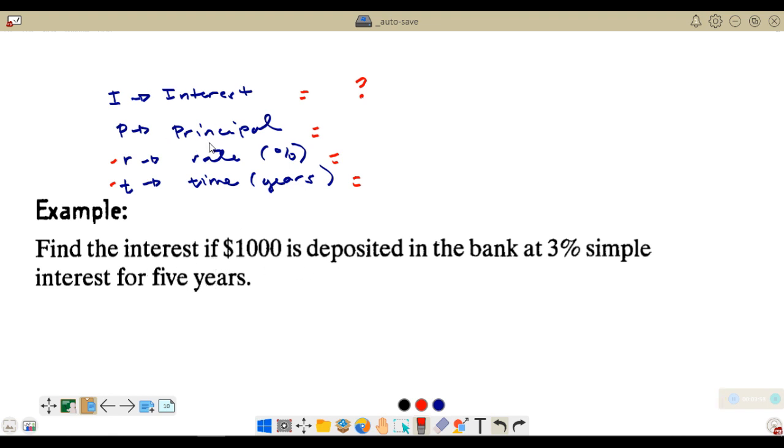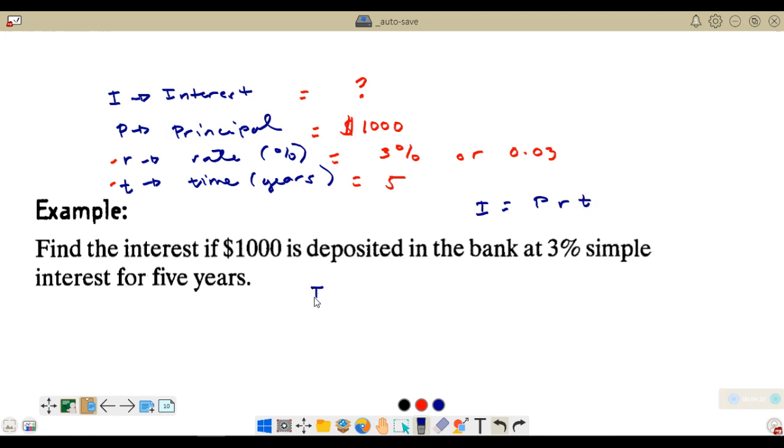If 1,000, the original money that was deposited, $1,000 in the bank at 3%. Sabi nga natin, ang interest rate ay usually affixed by the percent symbol. So, we have here 3% or 0.03. Interest for 5 years. The time in years is 5. Ano ulit yung formula na gagamitin natin? So, I is equal to the principal times the rate times the time.